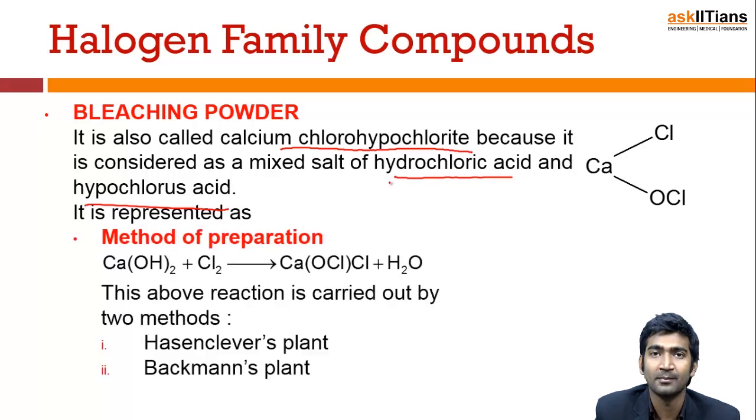Now, what is the method of preparation? Method of preparation is to pass slaked lime into chlorine. This will give you CaOCl2 plus water. So this is carried out by two methods. One is Hasenclever's plant and another is Beckmann's plant.